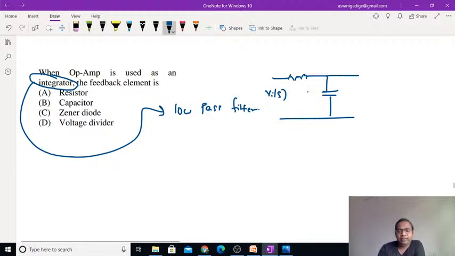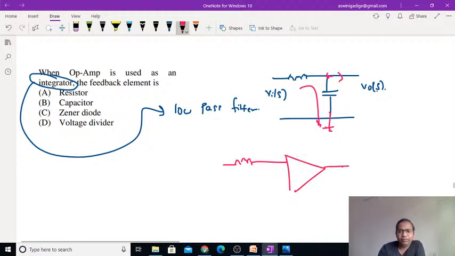Whatever input signal we apply here, that is the output signal. Usually the capacitor allows the high frequency signals, meaning all the high frequency signal will be grounded, and only the low frequency signal will be obtained at the output side. So it is called a low pass filter. While coming to the integrators, the same case we are going to follow here.